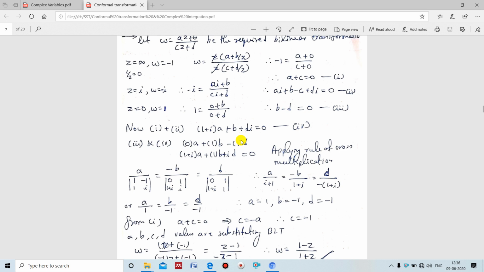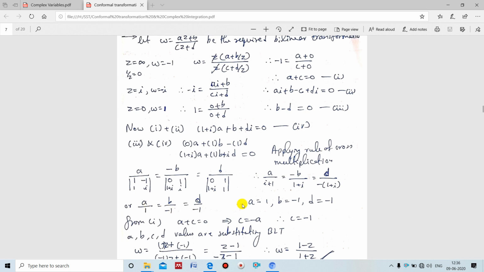Similarly 1, i. Then d divided by 1 plus i. So simplify: a divided by 1 into i minus 1, so minus 1 is plus a divided by i plus 1. Similarly minus b divided by 1 plus i, so d divided by minus of 1 plus i. So all the terms have i plus 1, multiply by i plus 1, cancel, we get a divided by 1, b divided by minus 1, d divided by minus 1.